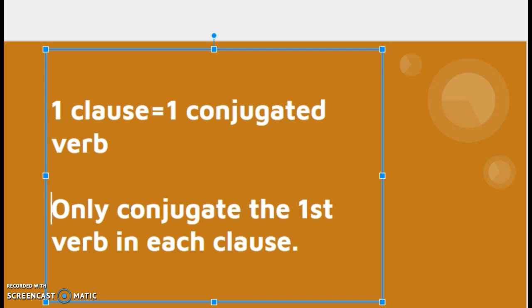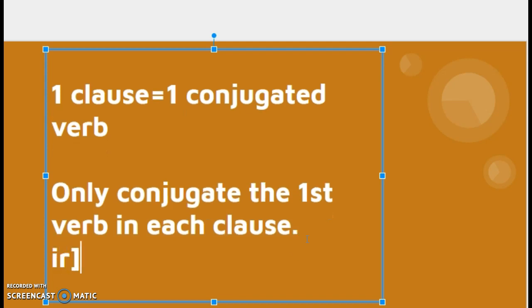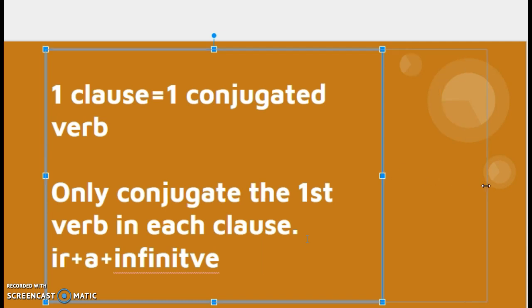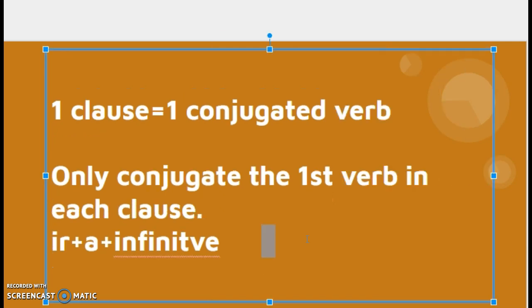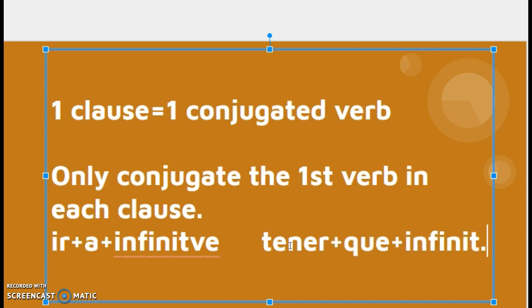So like I just said, you only conjugate the first verb in each clause. So that's why we had things like ir plus a plus infinitive, because I don't conjugate that infinitive. We've had things like tener plus que plus infinitive. So once again, I'm not conjugating that infinitive in that case.